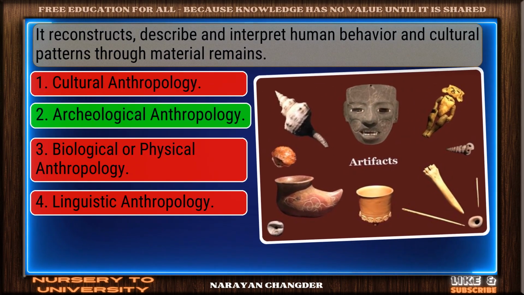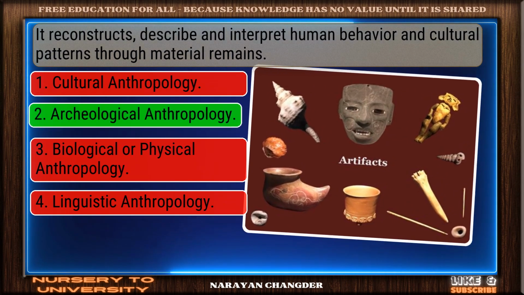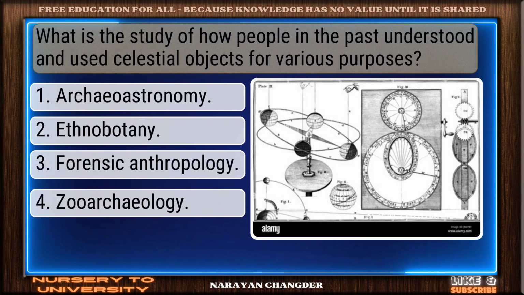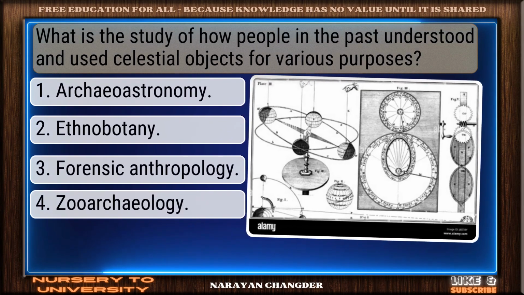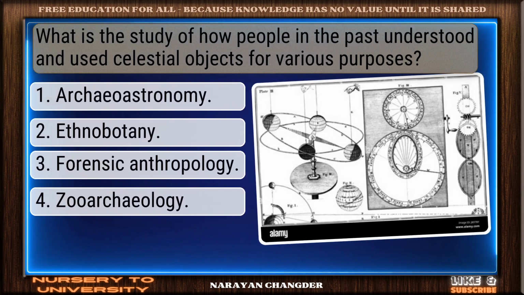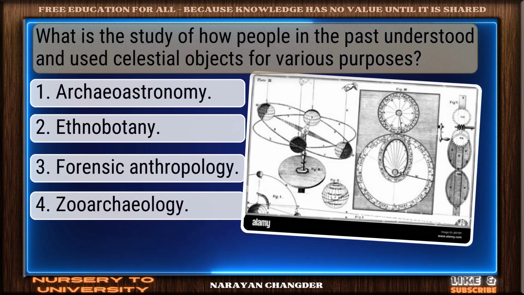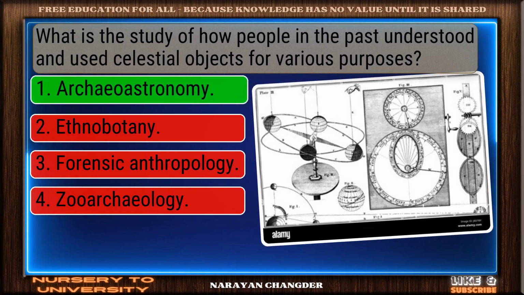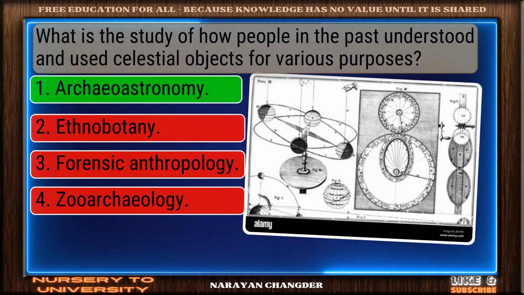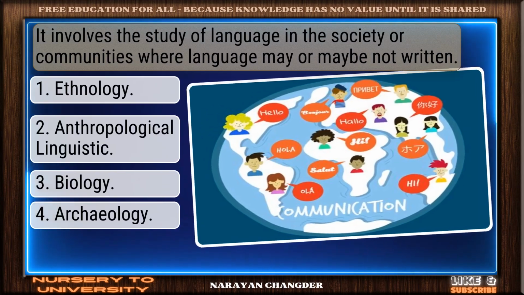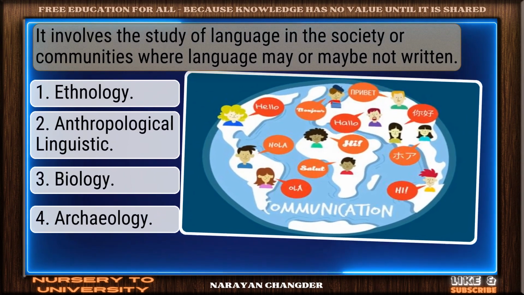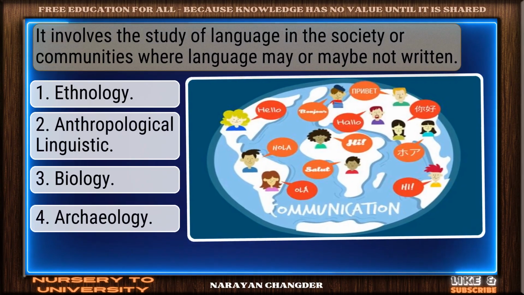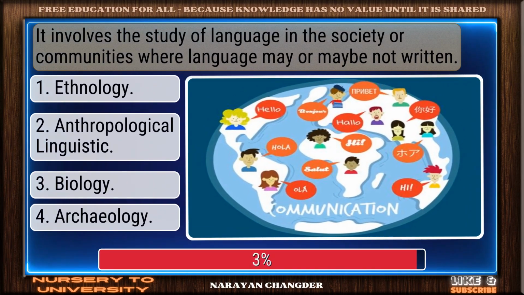Good job. Archaeological anthropology works well here. What is the study of how people in the past understood and used celestial objects for various purposes? Exactly. Archaeoastronomy makes sense. It involves the study of language in the society or communities where language may or may not be written.